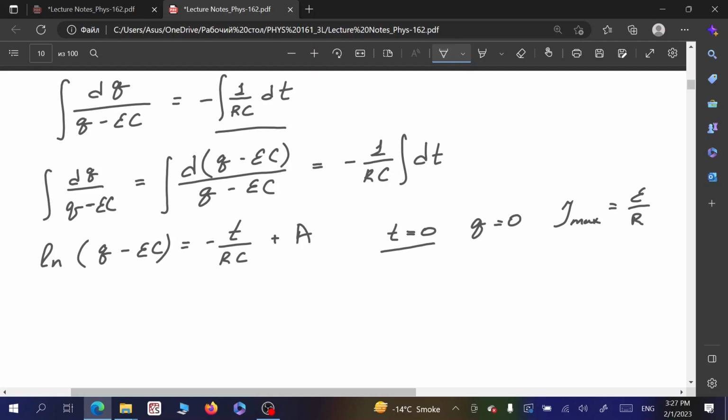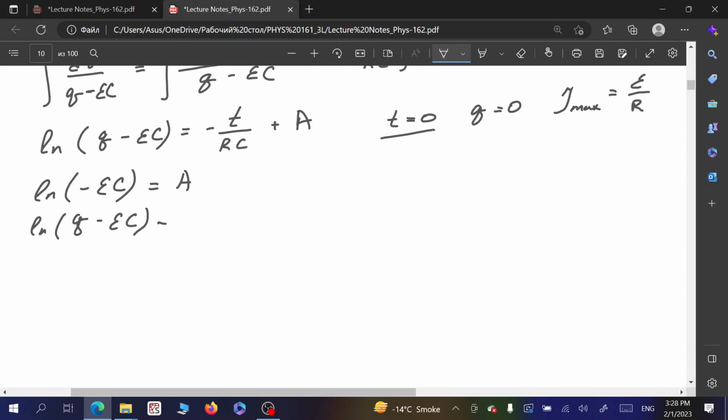Now let us set these conditions, and what do we have? We have natural logarithm of minus epsilon C, that is equal to A, our constant. So now we know the constant, and we can write natural logarithm Q minus epsilon C. Here will be minus our constant, which is natural logarithm minus epsilon C, and that is equal to minus T over RC.